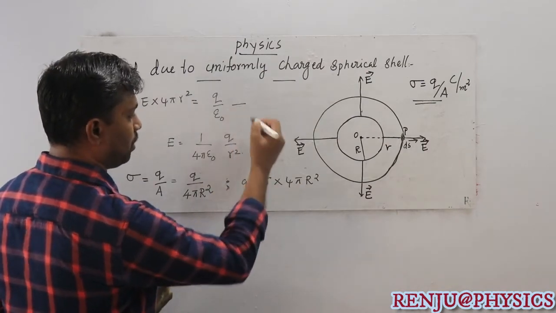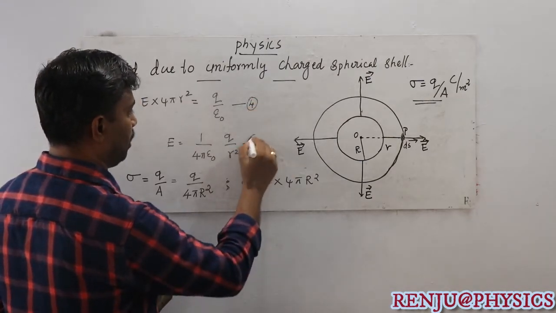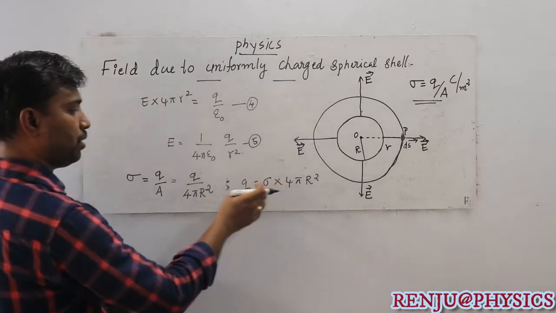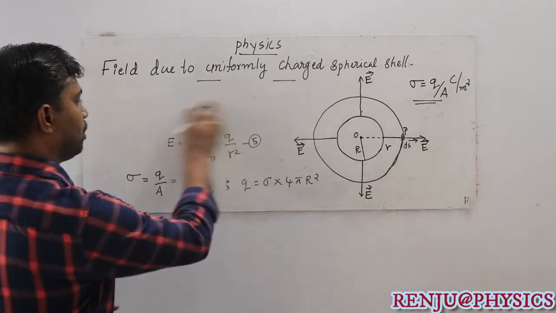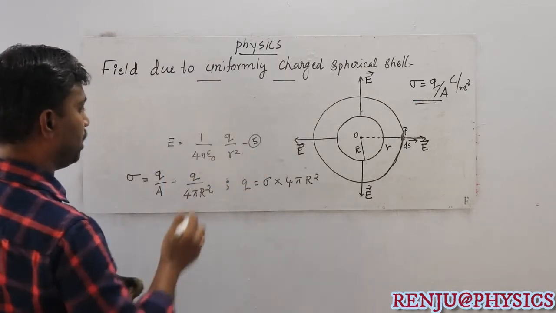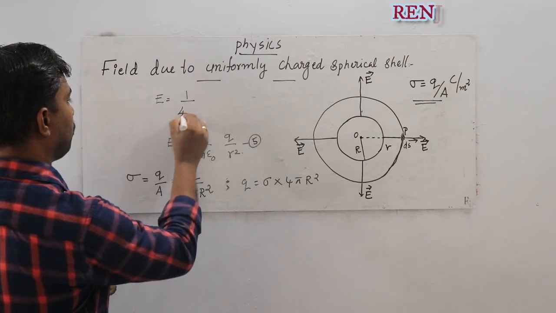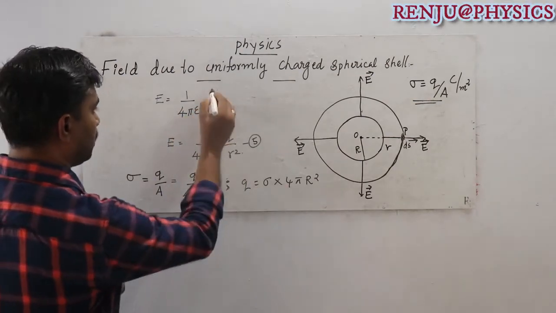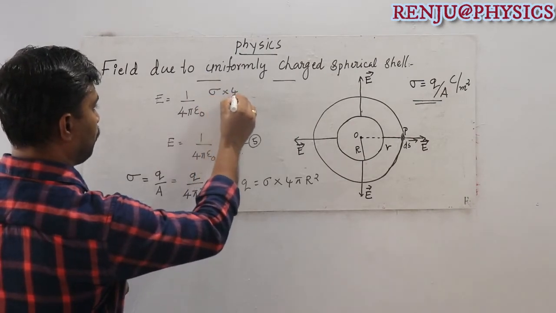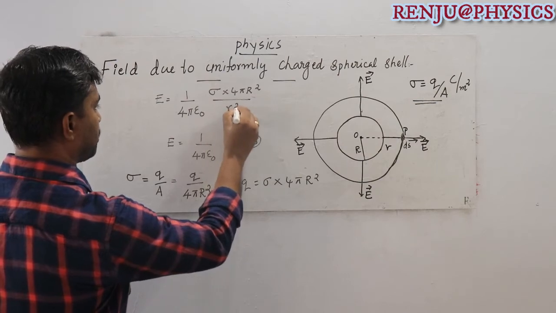This is equation number 4 and this is equation number 5. We substitute the value of Q in equation number 5. We get E is equal to 1 by 4 pi epsilon 0, and instead of Q we can write sigma into 4 pi capital R squared, divided by small r squared.